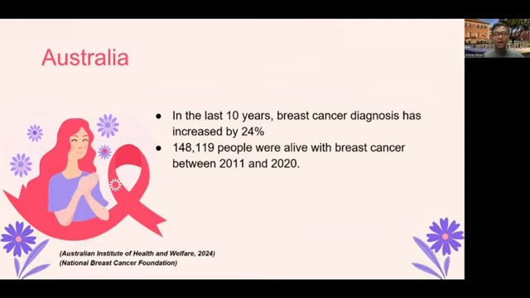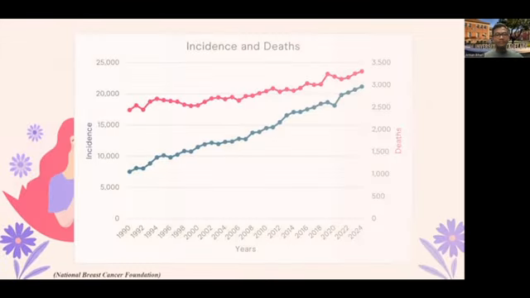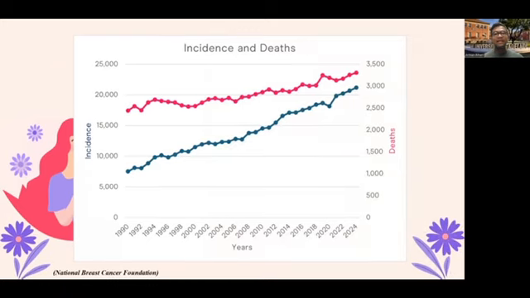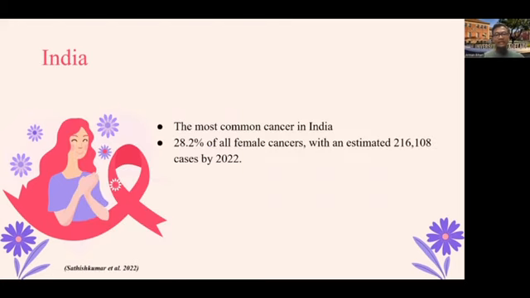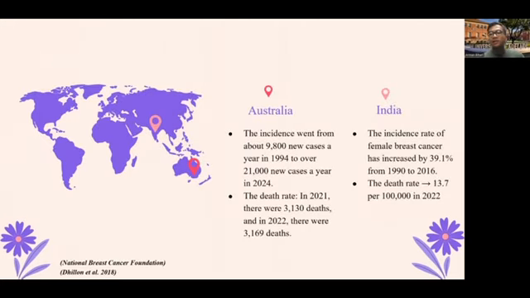About 140,000 people were alive with breast cancer between 2011 and 2020. We can see from this chart that incidence and death from 1990 to 2024 have been increasing. In India, breast cancer is the most common cancer, about 28.2% of all female cancers in 2022. In Australia, the incidence went from 9,800 in 1994 to 21,000 in 2024, and the death rate in 2021 and 2022 is almost the same.